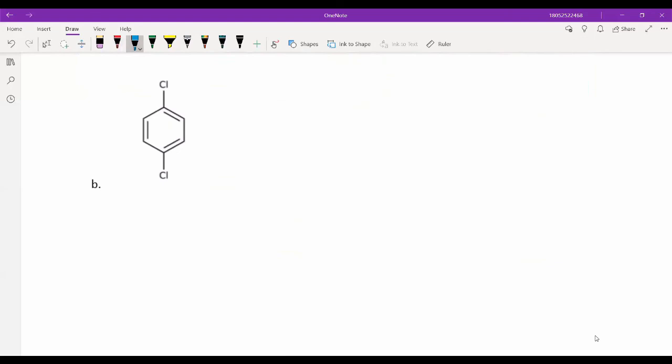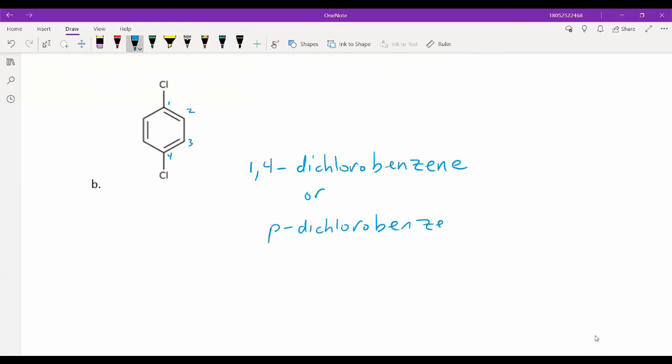Okay, so this one we can, again, number either way and say 1,4-dichlorobenzene. Or what would be the other way of naming it? Well, since we have two substituents, this pattern is para, or p. So p-dichlorobenzene doesn't sound as dramatic as o-dichlorobenzene, but I'm sure it's still a lovely molecule.